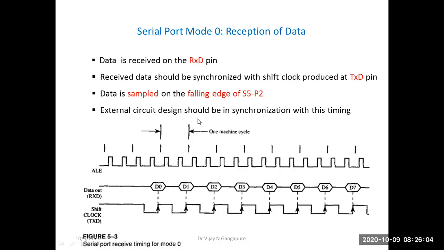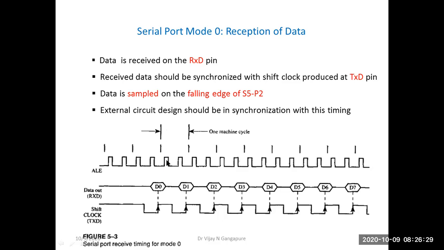External circuit should be in synchronization with this timing. Obviously it will be, because the TXD pin is connected as a clock source to that external circuit. This figure depicts the reception of data in mode 0. These are the machine cycle frequency, meaning this period is equivalent to 1 machine cycle.